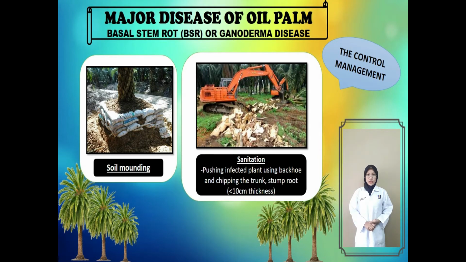Second, sanitation. Firstly, pushing the infected palm by using a backhoe or excavator. Second, excavating stump and root masses. Third, refilling with rich soil. Fourth, chipping the trunk, stump, and root with less than 10 cm in thickness. And lastly, resupply the palm if the existing stem is less than 10 years old.